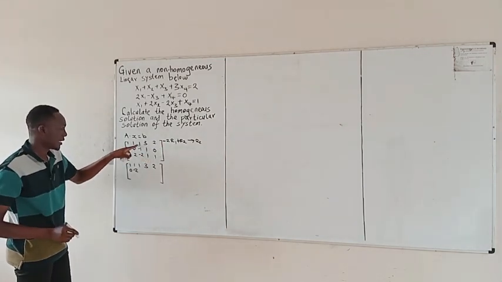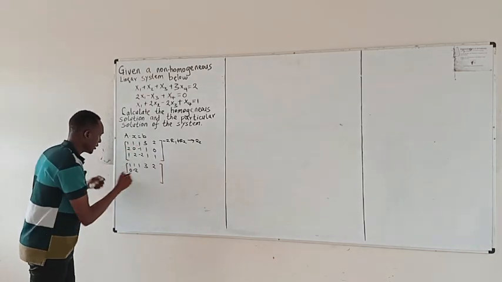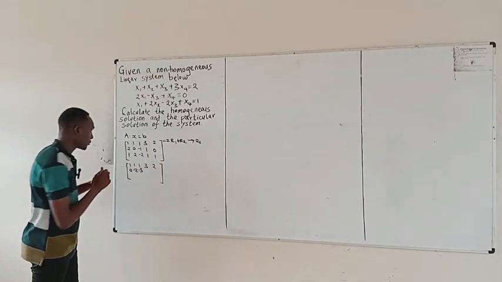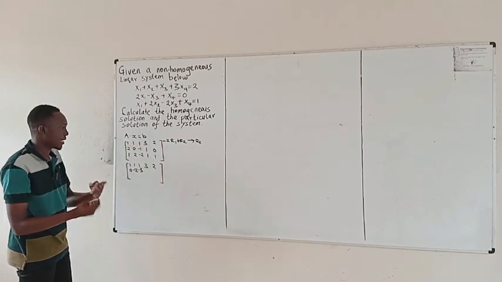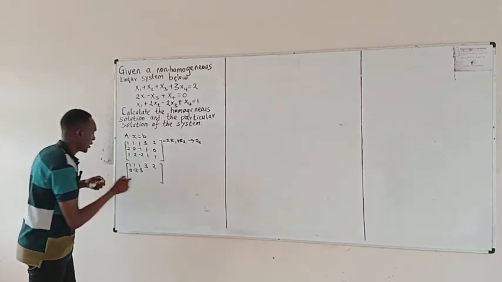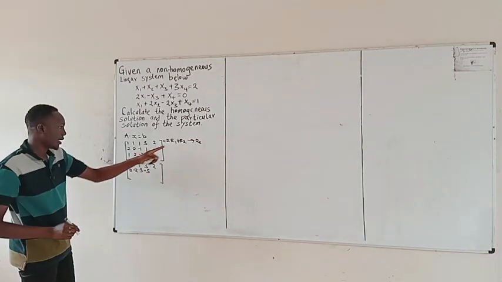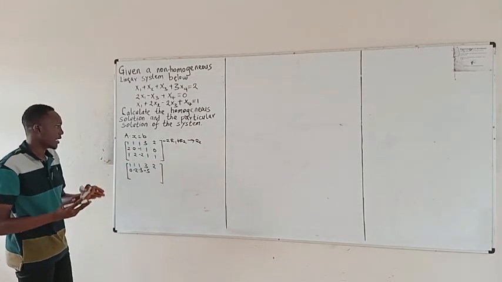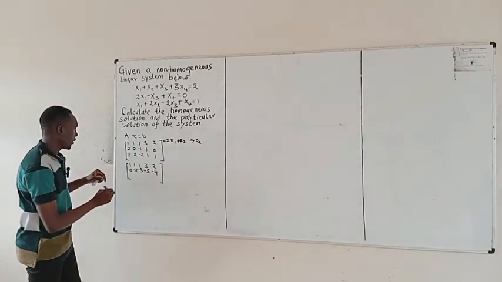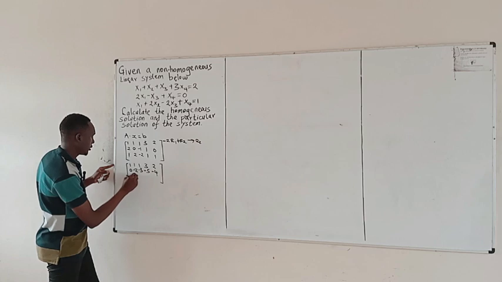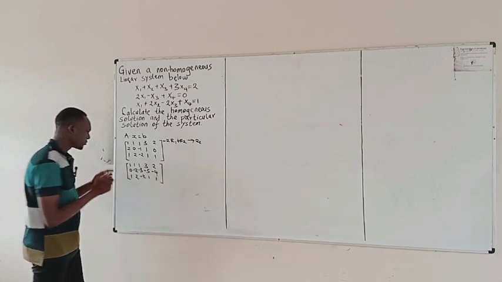Minus 2 times 1 is minus 2. Minus 2 plus minus 1 is minus 3. Minus 2 times 3 is minus 6. Minus 6 plus 1 is minus 5. Then we have minus 2 times 2 is minus 4. Minus 4 plus 0 is minus 4. Then we have row 3: 1, 2, minus 2, 1, 1.